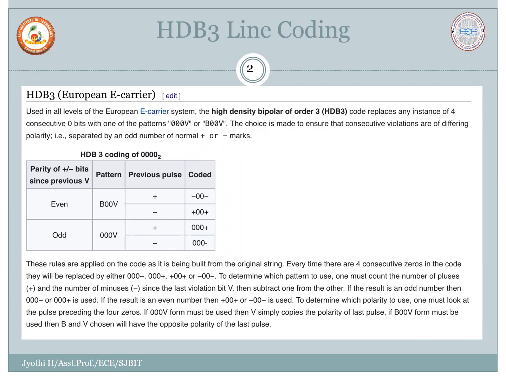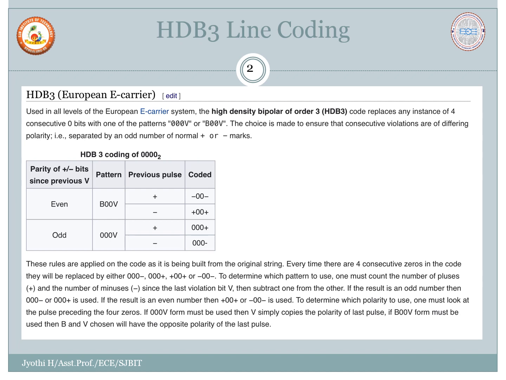The modification of the bipolar line coding technique is known as HDB3, as I specified earlier. In bipolar coding, an odd number of ones is going to have the amplitude level plus A, an even number of ones is going to have the amplitude level minus A, and the 0 is going to have the amplitude level 0 volts.